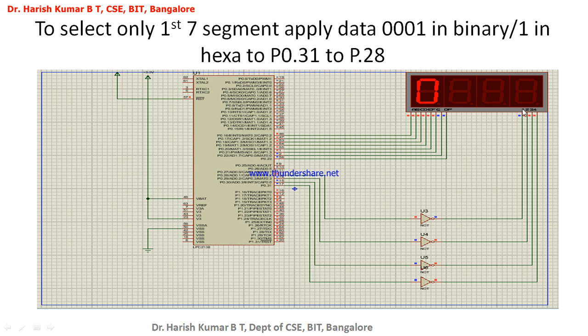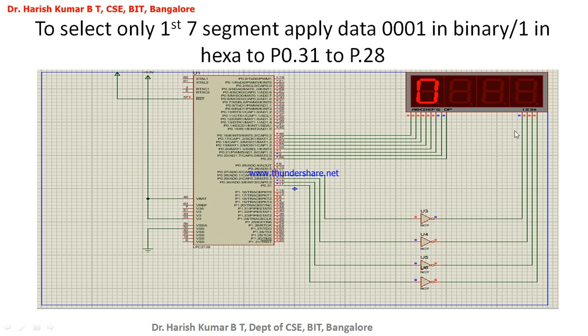Observe now, I'm not connecting it to ground directly here. I've connected it to the output of the NOT gate, and the input of this NOT gate is coming from P0.28. That means this particular segment is connected to P0.28. And what is the data I'm giving? Red means 1. So this 1 will be converted into 0. I'm applying 0 to this.